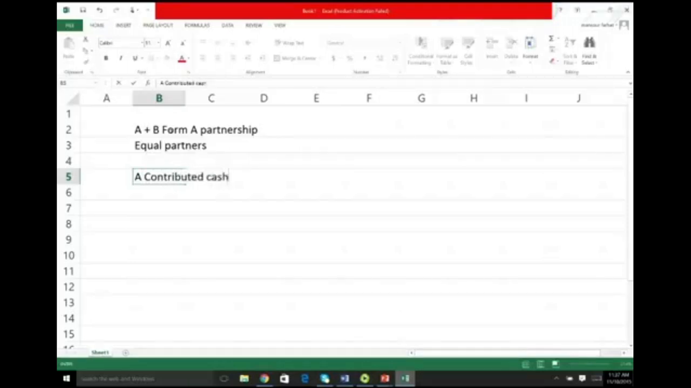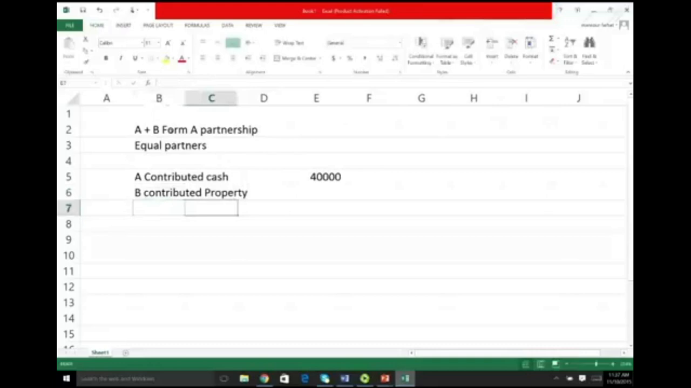Let's keep it clean for A for now. A contributed cash of $40,000. B contributed property. We have the adjusted basis of the property of $80,000, and we're going to say the fair market value of this property contributed is $52,000.